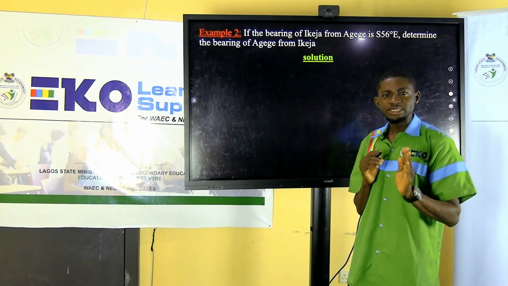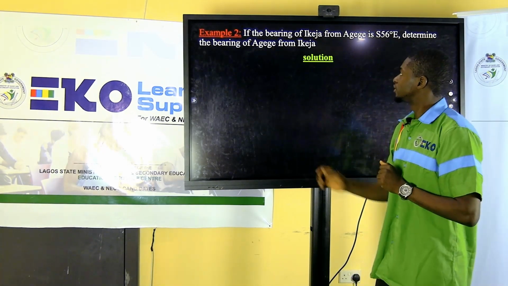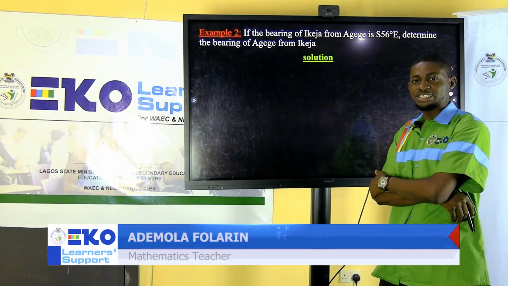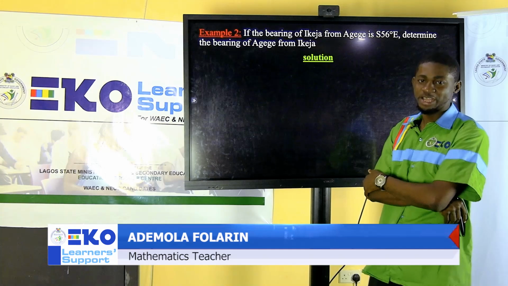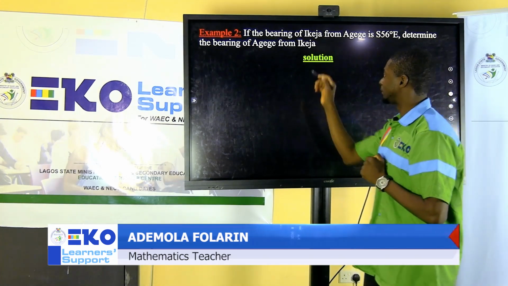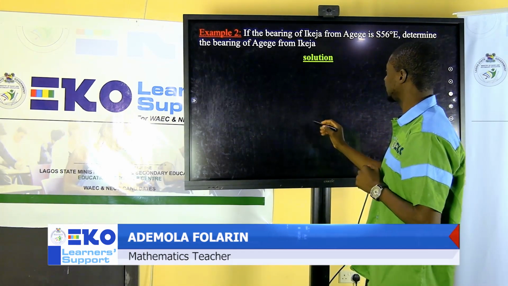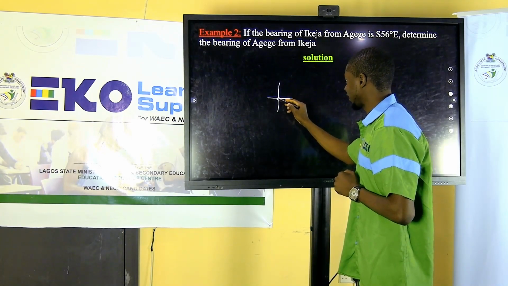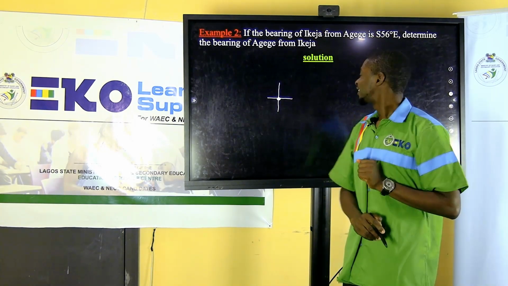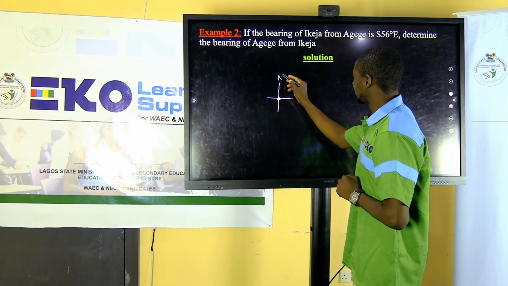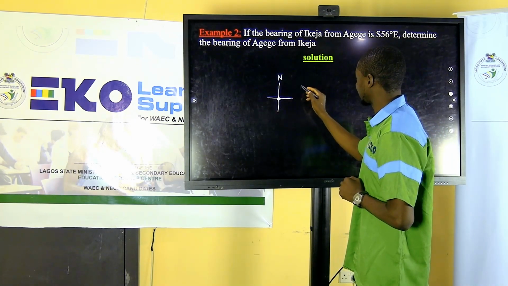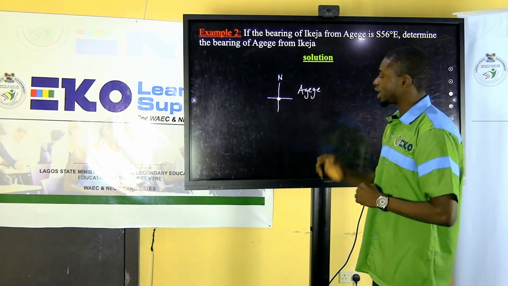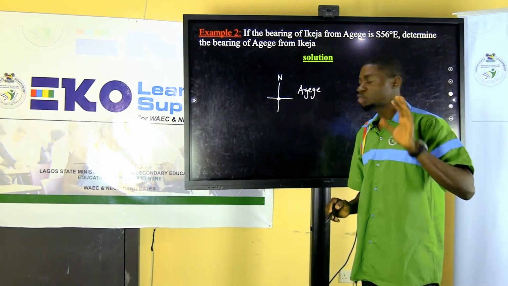Remember, we must learn to sketch correctly. If the bearing of Ikeja from Agege, so what will be our starting point? Correct, Agege. Yes, the bearing of Ikeja from Agege is, so let's have it this way. That is Agege, even though you are not seeing the bridge there. So this is the North Pole. We call this place Agege. So we are reading, remember, bearing is from the North Pole.